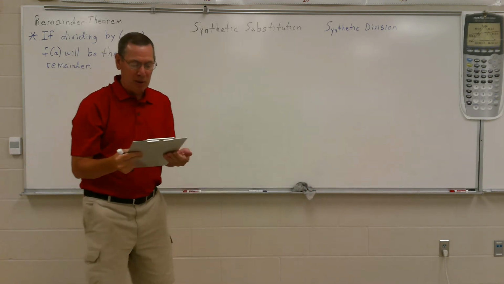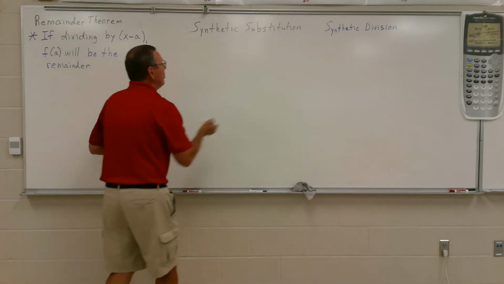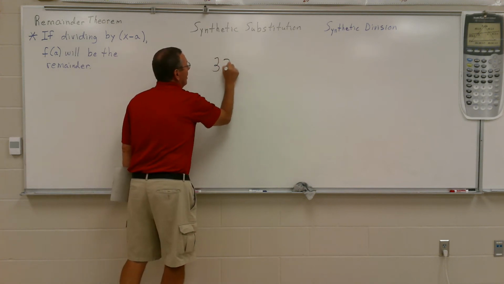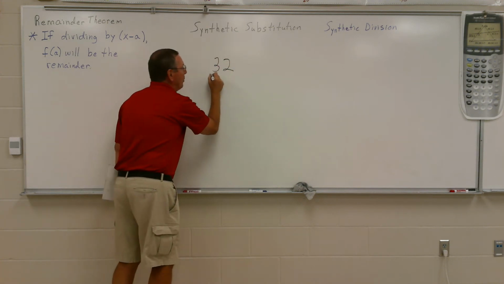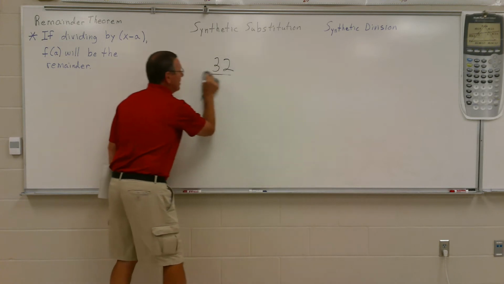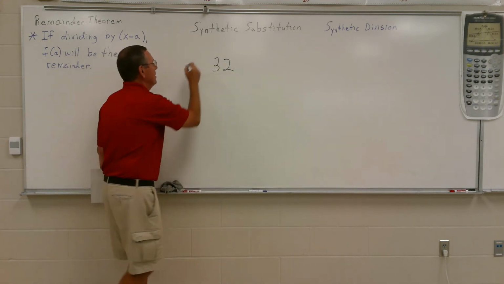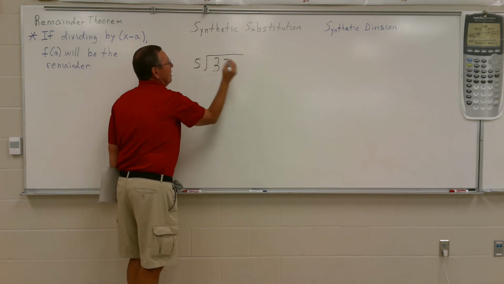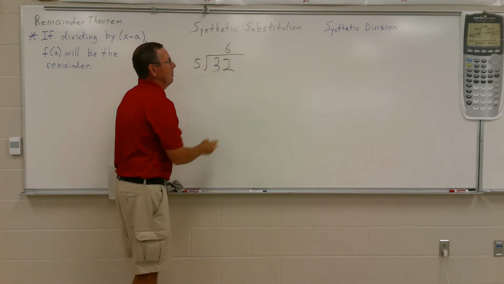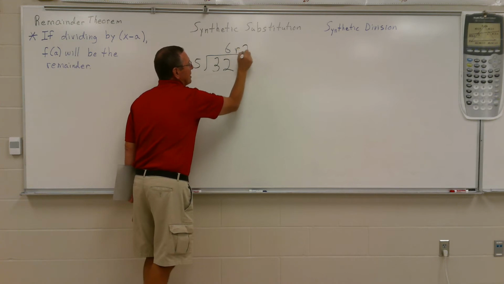Our factor theorem, we're going to look at this. If I have 32, and I ask you, is 5 a factor? We could divide by 5. Is 5 a factor of 32? You'd say no right away because that doesn't go into there, but we could go like this. It goes in there 6 times, and we'd have a remainder of 2, so no, it's not a factor.